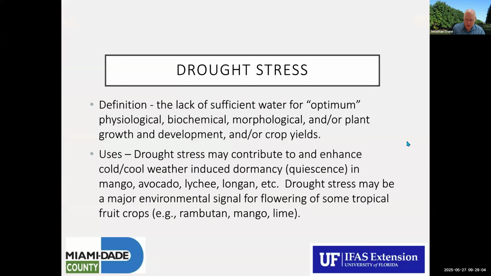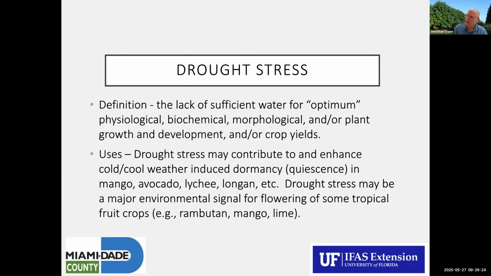So, I think everybody knows what drought stress is. It's obviously a lack of sufficient water for the trees and for its functioning, right? And that includes growth, crop yields, fruit quality, its physiology. There are some uses of drought stress.